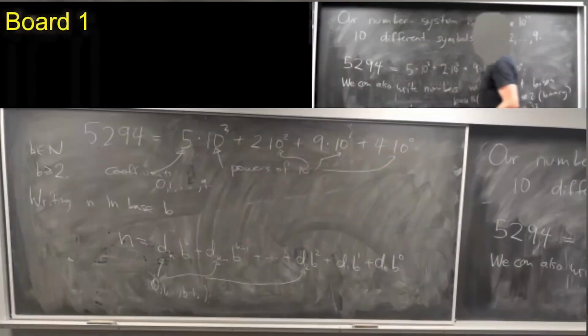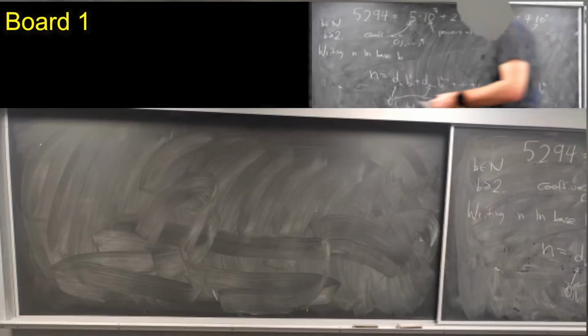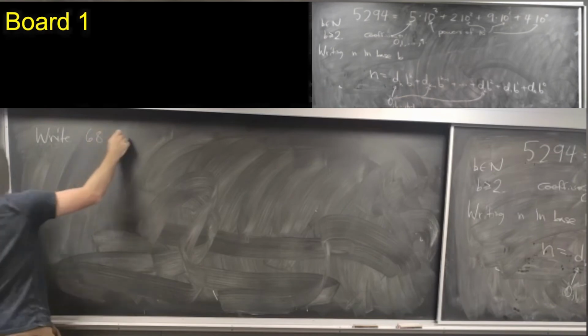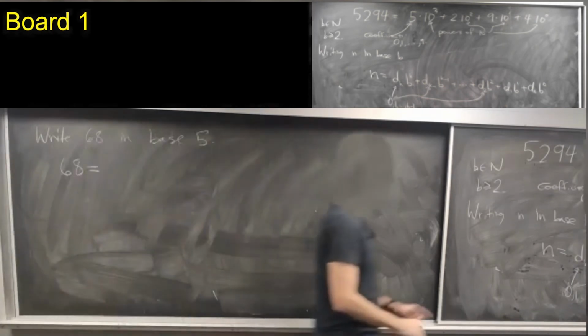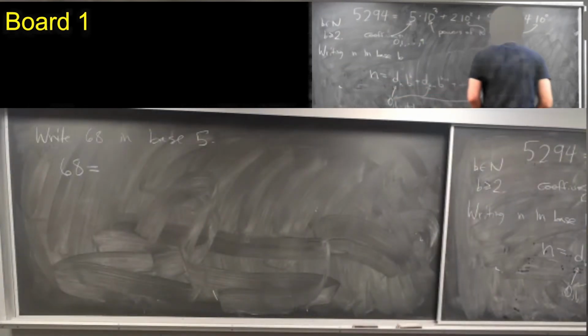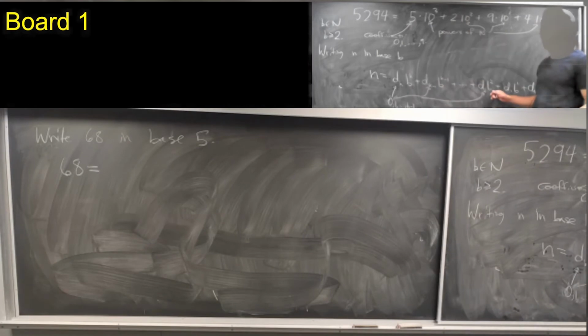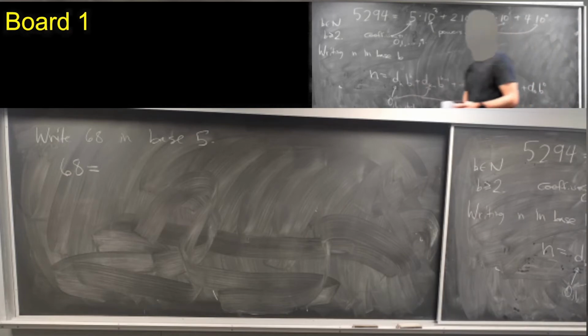So let's go right into an example. I'm going to write 68 in base 5. So I'm going to write 68 equals something of this form where b is equal to 5. So here's a question. We want to write it with powers of 5, right? What's the biggest power of 5 that I should use here? So 5 to the 0, or 5 to the 1, or 5 to the 2, or 5 to the 3, 4, etc.? 2. How come?